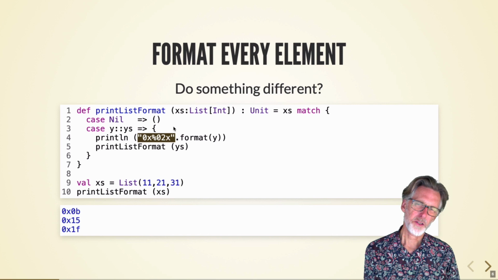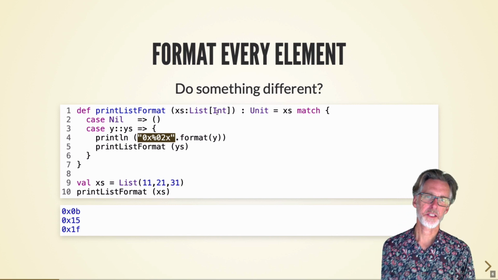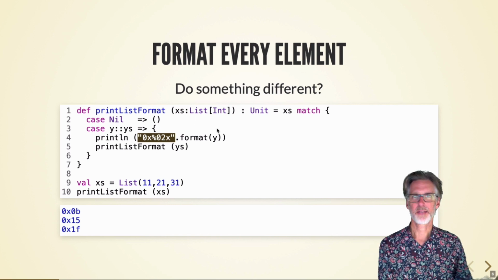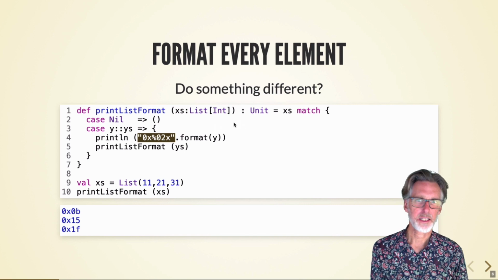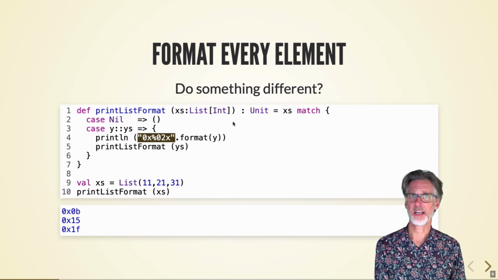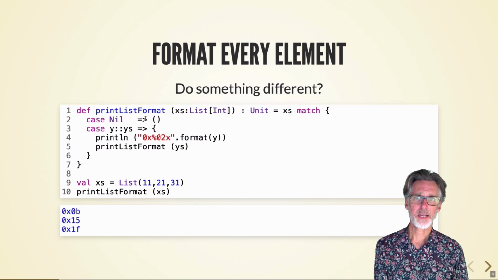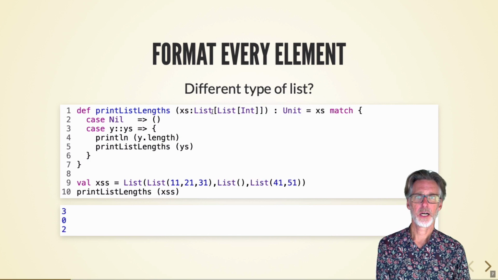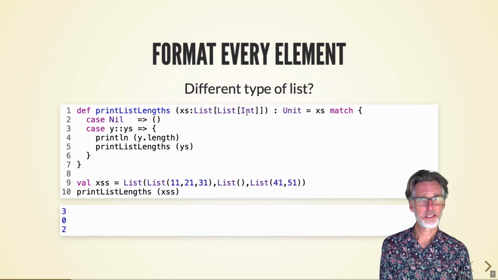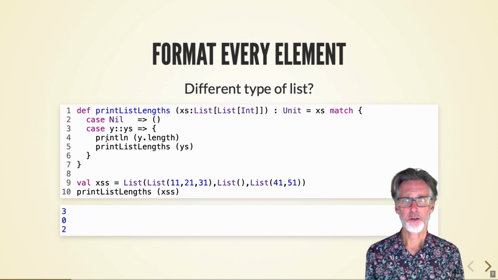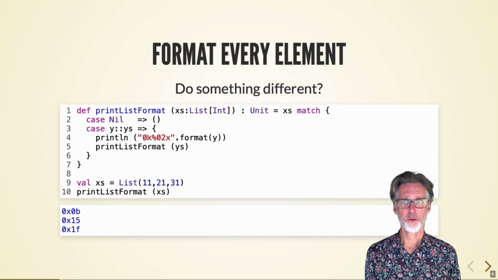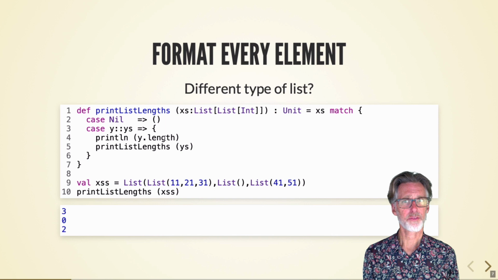I might also have something other than a list of integers. Let's suppose I have a list of lists and I'd like to find out the length of each list, or print out the length of each list. Well, I can do that again. It's a really similar structure, but in this case, rather than having a list of integers, I'll have a list of lists. And here on line 4, rather than doing a format, I'll call the length function.